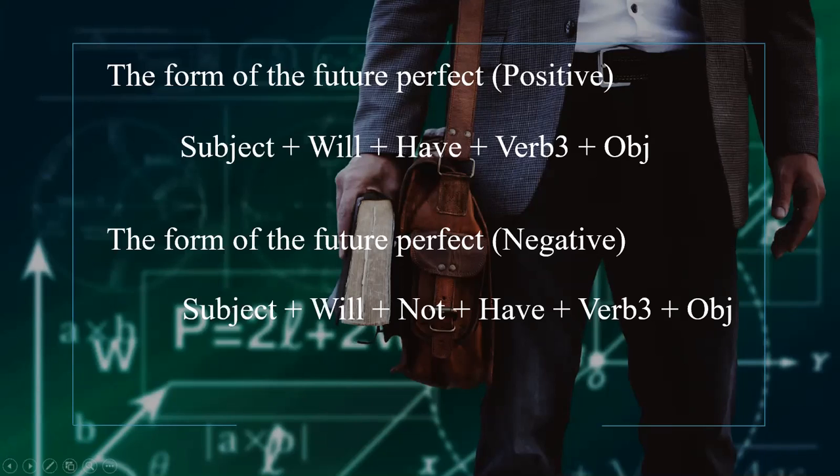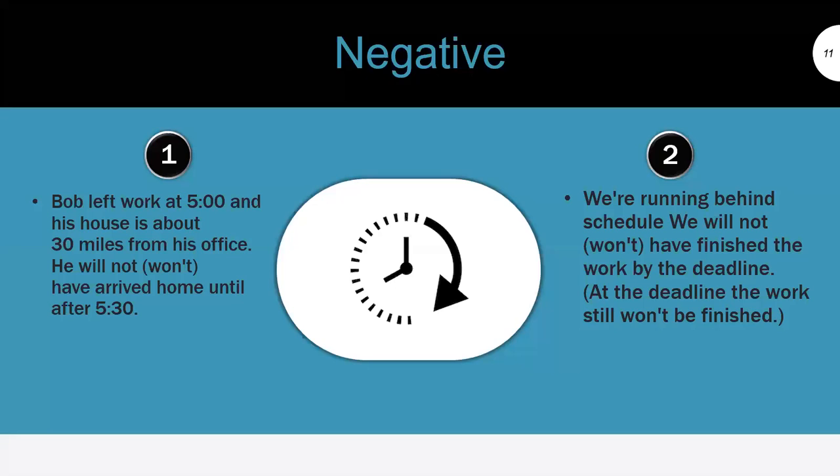Okay, look at this one. You can also use it in negative. Bob left work at 5 and his house is about 30 miles from his office. He will not have arrived home until or after 5:30. Also, you can use it in negative.